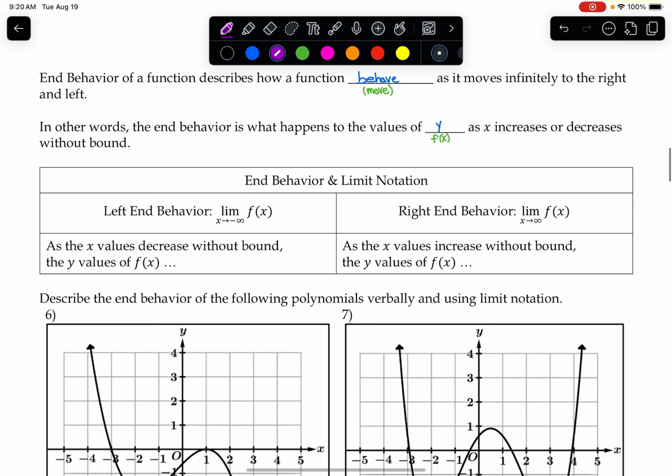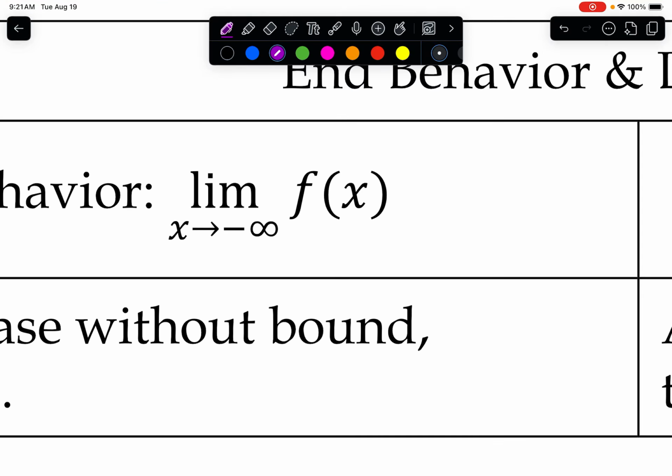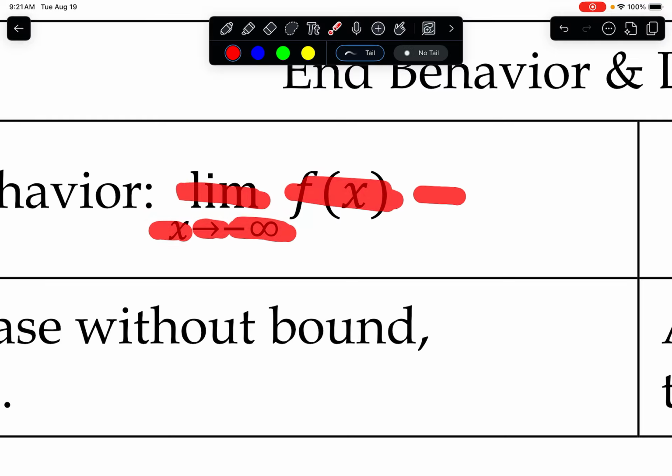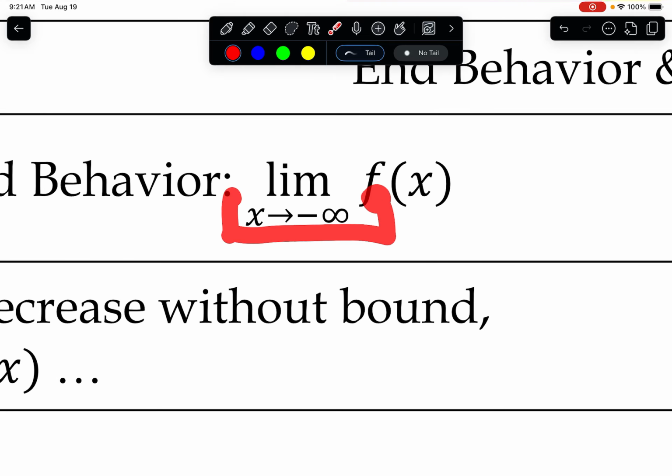So with end behavior, we're going to introduce what we call limit notation. Your limit notation is going to look just like this. The way that you would say this is the limit as x is approaching negative infinity of f of x is going to equal some value. Because this is when your x value is approaching negative infinity, this is as it's approaching the left side, and we're looking to see what's happening to the graph as I go to the left.